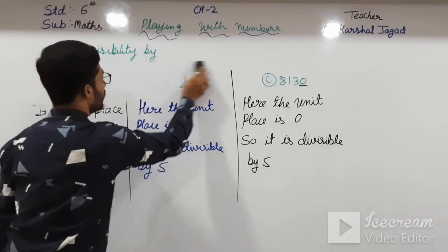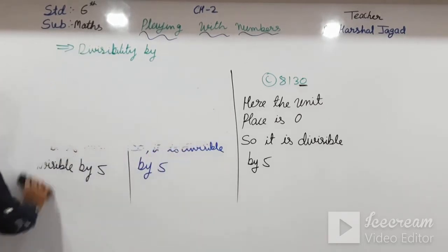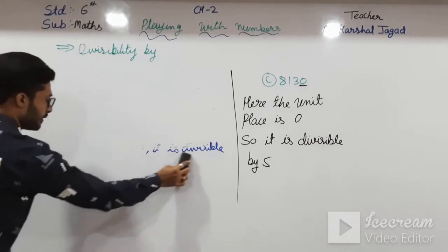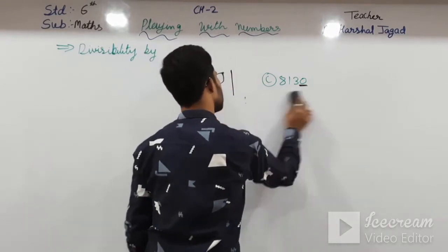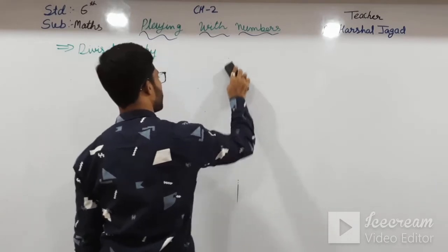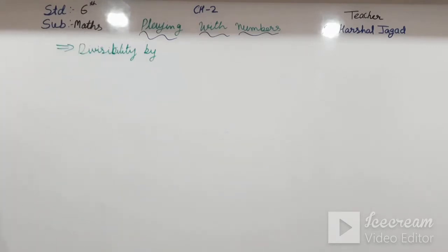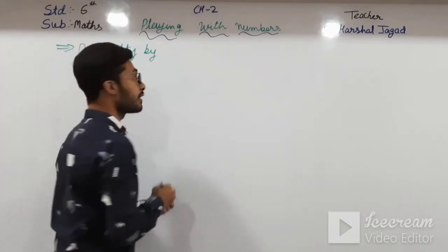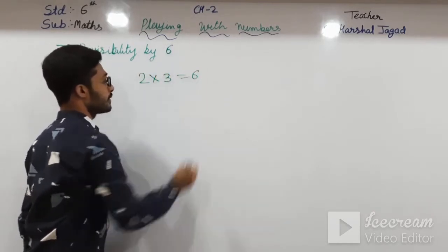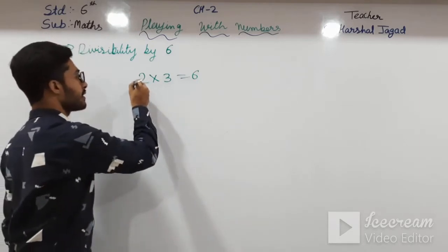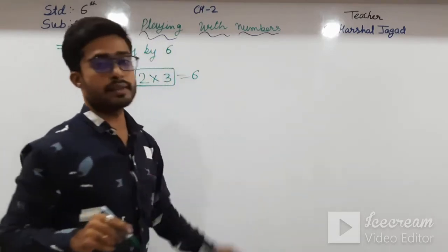So first of all, how can we know whether this number is divisible by 6 or not? Okay students, see here, in your textbook it is written that if we take out the factors of 6, then we will get 2 and 3. So 2 into 3 is equal to 6, which means a number which satisfies the divisibility rules of 2 and 3 is divisible by 6.